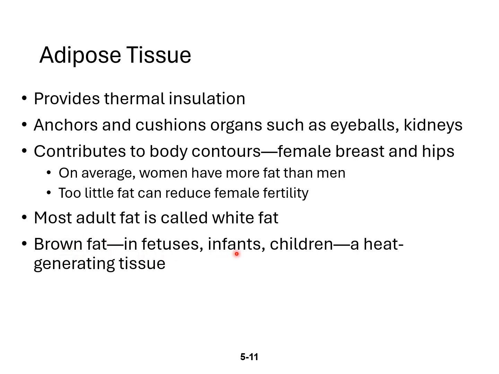You have it in fetuses and infants. That's why they can start using this brown fat, and it's brown because there's blood vessels going through it that it's using to create heat.